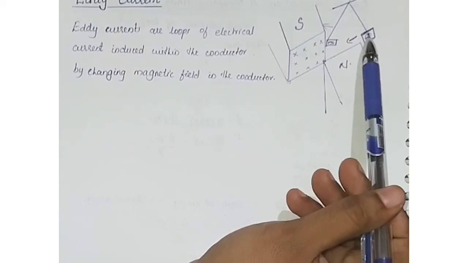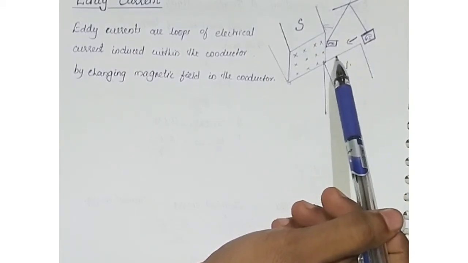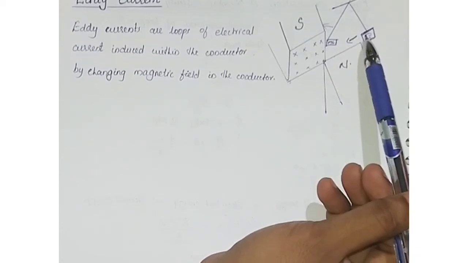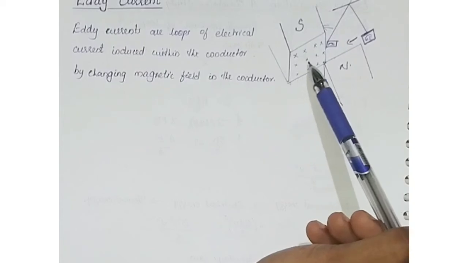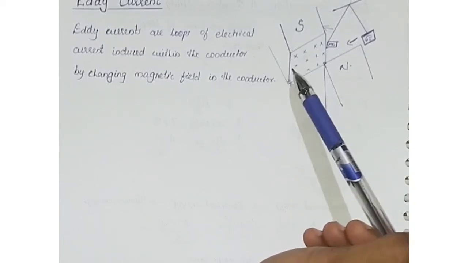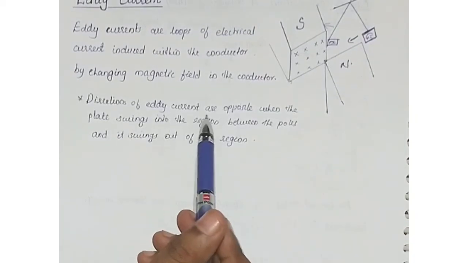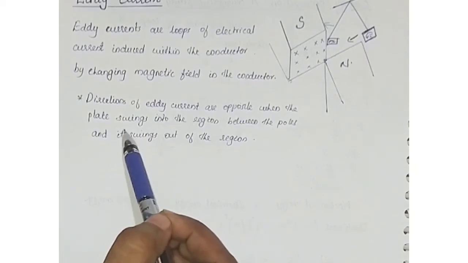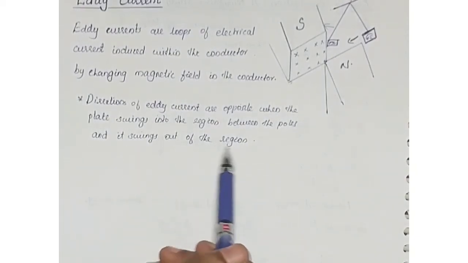So the eddy current that is produced in this conductor causes electromagnetic damping, and in a little while it will stop. We can also see that the same plate, when it comes out of the other end, will change the direction of current in the opposite way. So the directions of the eddy current are opposite when the plate swings into the region between the poles and when it swings out of the region.